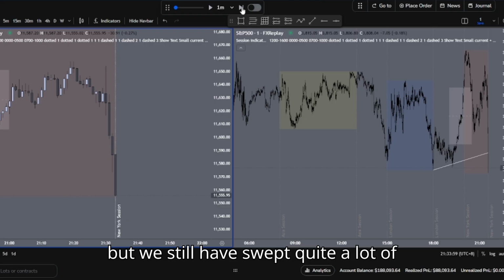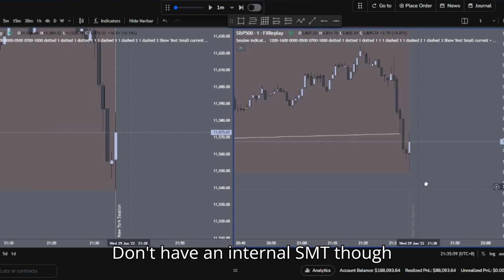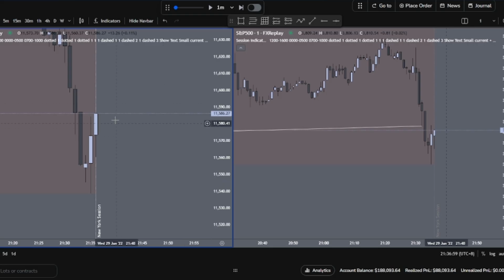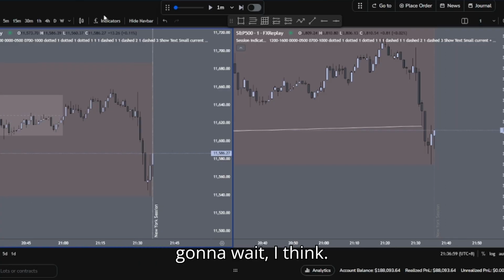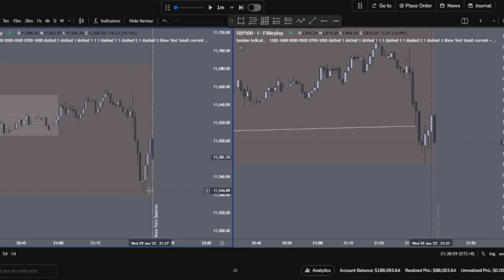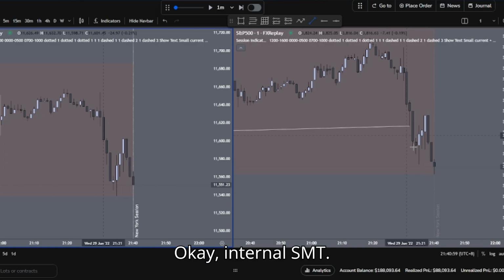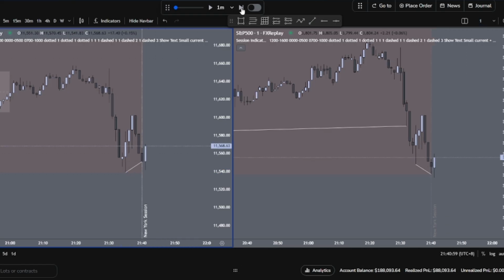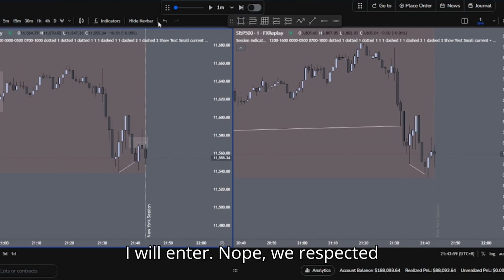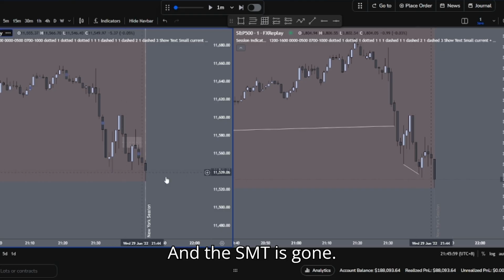But we still have swept quite a lot of liquidity, so I wouldn't mind looking for a long. Don't have an internal SMT though. We have inversed, but we do have this huge 3-minute gap, so I'm still gonna wait, I think. Nope, nothing yet. Okay, internal SMT. And this time NQ is the weaker pair. If we inverse this, I will enter. Nope, we respect it instead. And the SMT is gone.